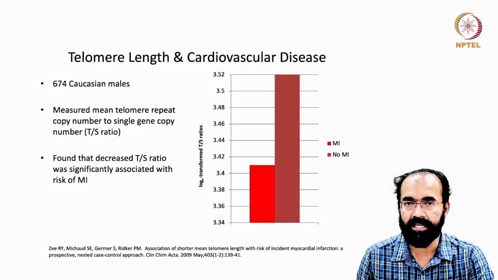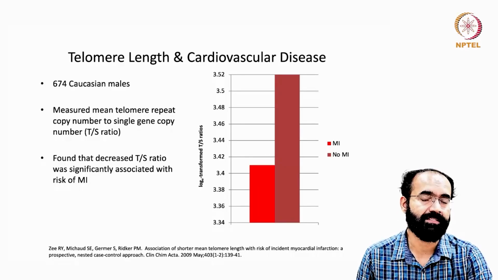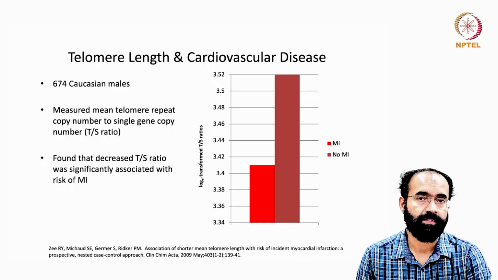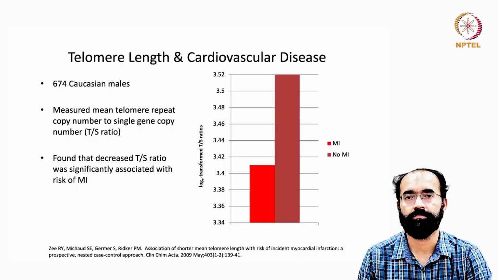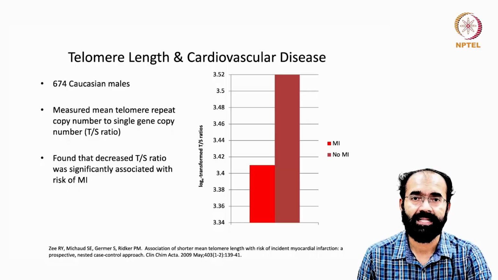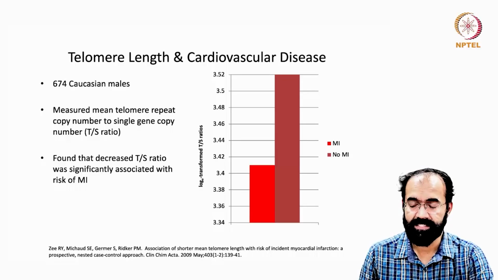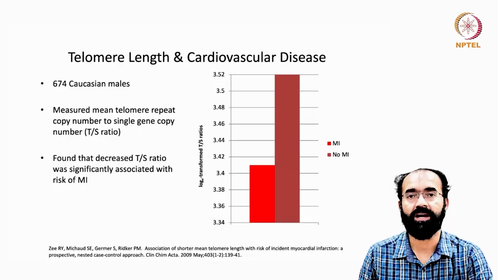So the message is clear that if the telomeric repeats are decreasing for whatsoever reason, it can be due to aging, it can be due to stress, it can be due to various biological conditions, that can enhance the chances of getting myocardial infarction.